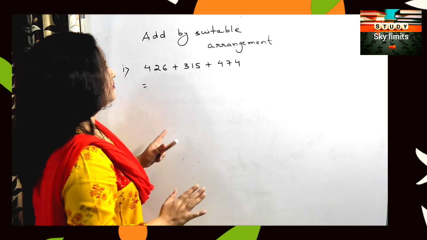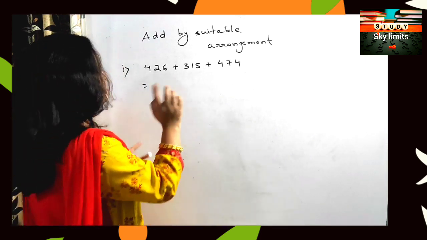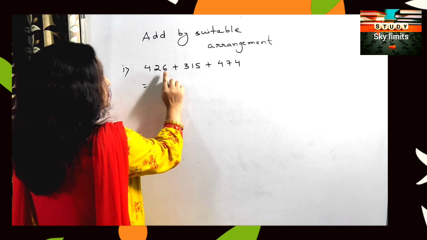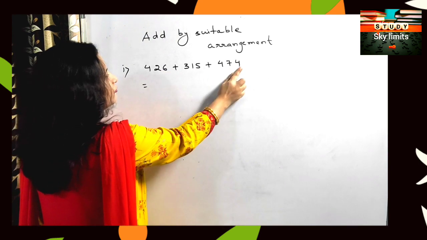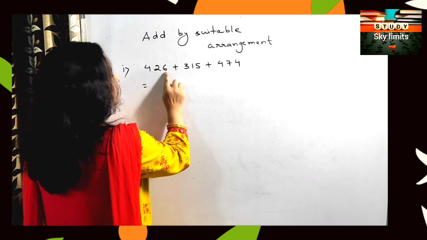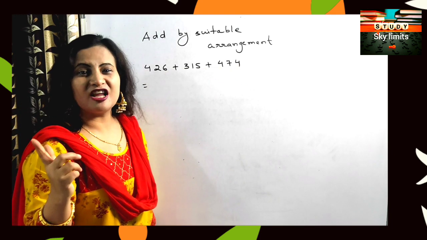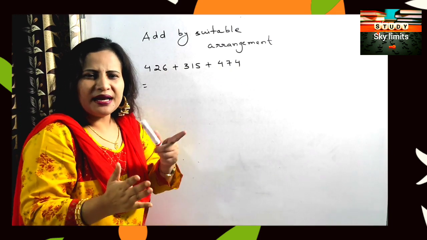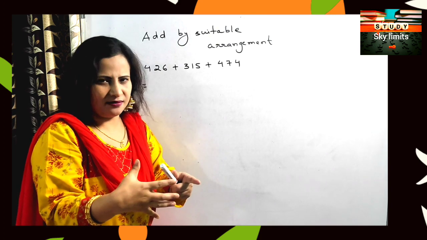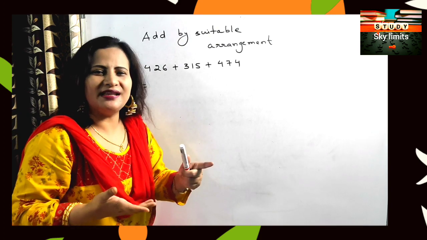You have to make the number very simple. That means just check the ones digit. In the ones digit, you have 6, 5 and 4. So 6 plus 4 is the only digit that will give me a 0. Try to make associate numbers in this manner. That will give you a 0 at the end.